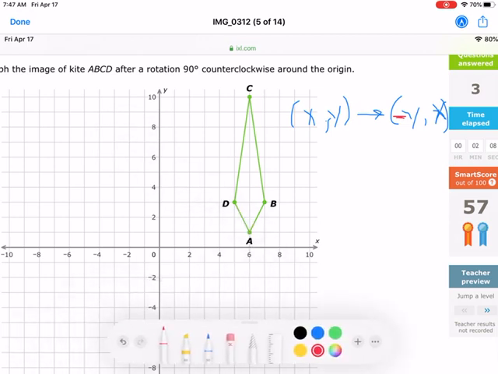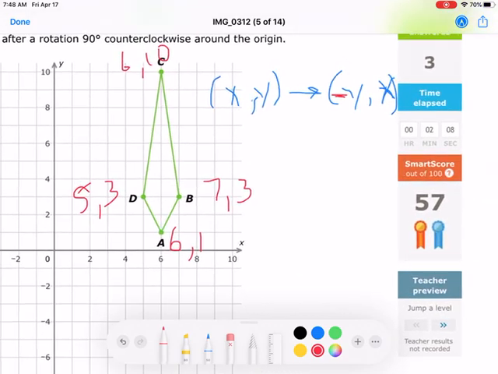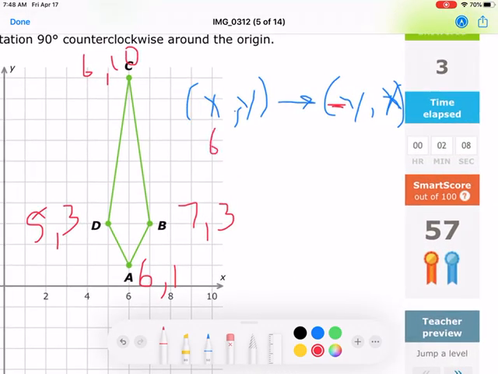Go ahead and find your coordinates first. So A is 6, 1, B is 7, 3, C is 6, 10, and D, what was that? Looks like a 5, 3. Yeah, sure, that looks good. 5, 3. All right, so now just take all of those coordinates and go through that rule right there. So 6, 10, here it is. That's the C. That's going to be 10, 6, but you're changing the sign of that number. So negative 10, 6.